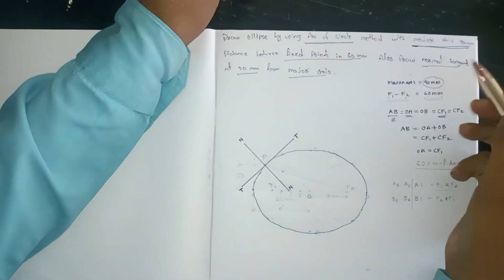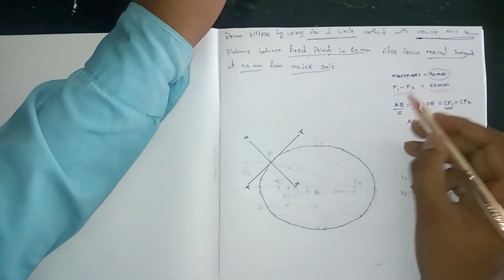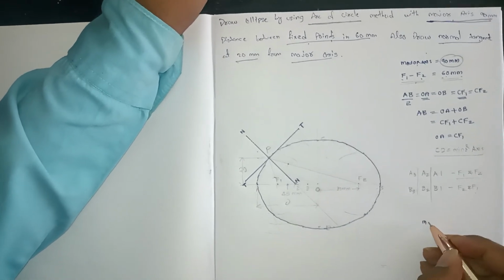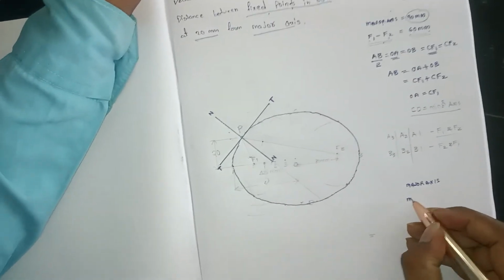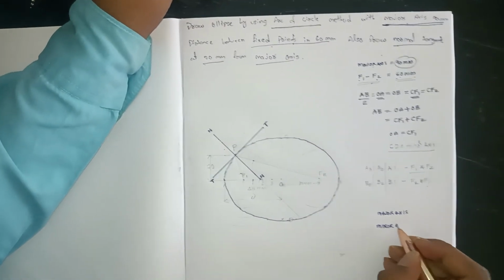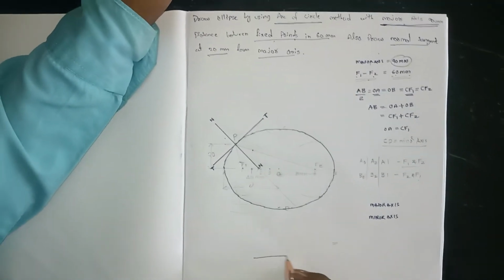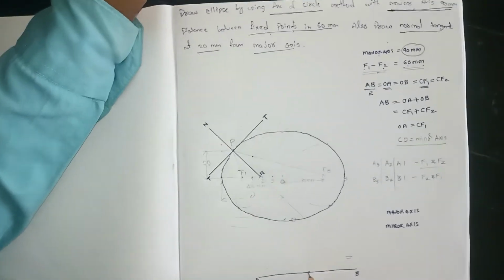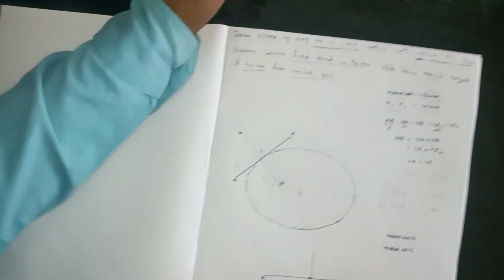So in this problem they have given the major axis and focal length. But sometimes they may give the major axis and minor axis directly. So you can take directly the major axis, that is AB. Similarly, you need to mark the center point, and you can give the minor axis as CD.